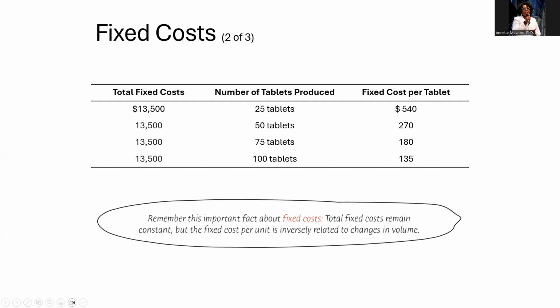However, if production doubles to 50 tablets, the cost per tablet decreases to $270. So that's the $13,500 divided by 50. That's how you get the 270. So this demonstrates that fixed cost per unit is inversely proportional to production volume, which is, as the number of tablets increases, the cost per tablet decreases.